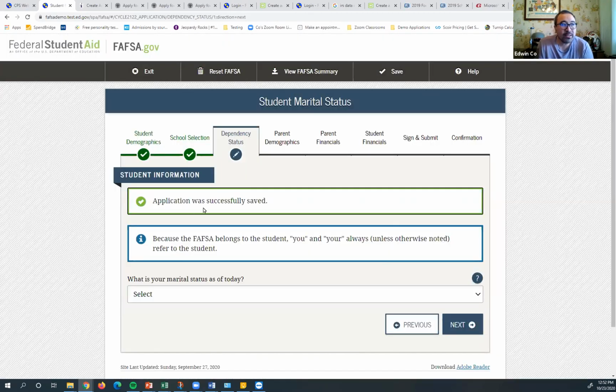So one good tip to figure out whether they are asking questions about you or your parents is this little flag right here. Right now it says student information. When they ask information about your parents, it will say parent information. Sometimes students are confused by who they're asking about.